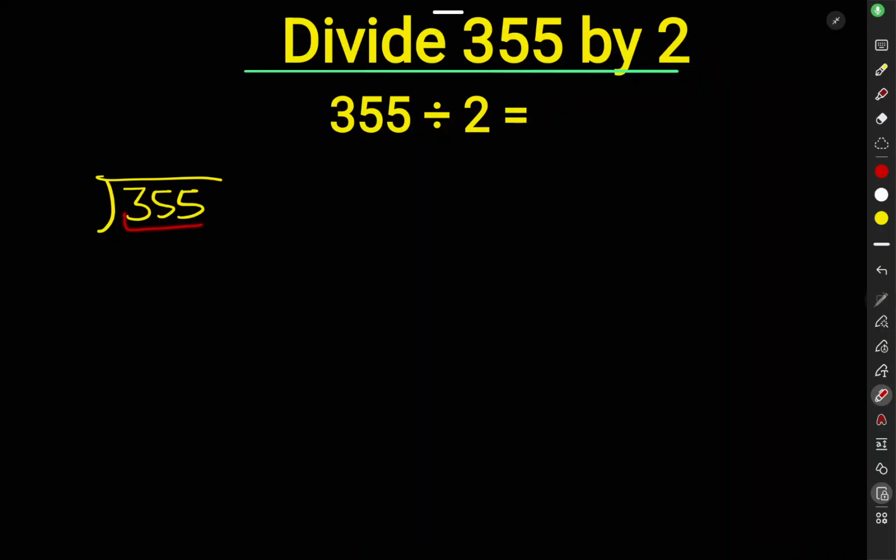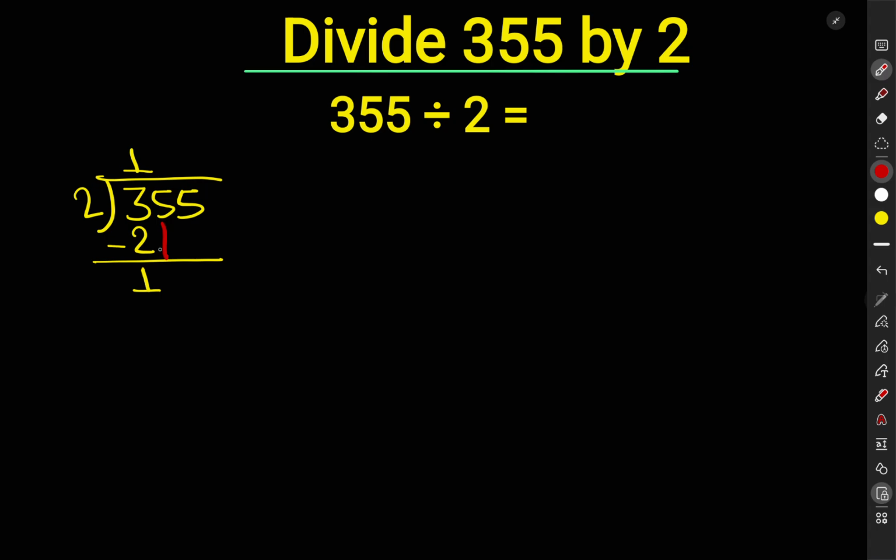Divide 355 by 2 in long division method. So 2 times 1 means 2. On subtracting we get 1. So now this 1 is less than 2.